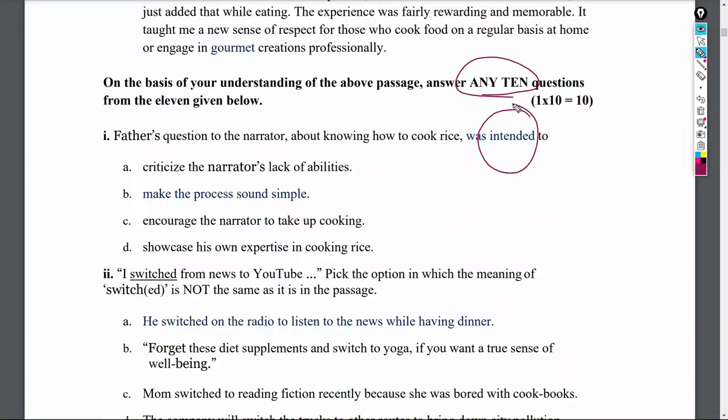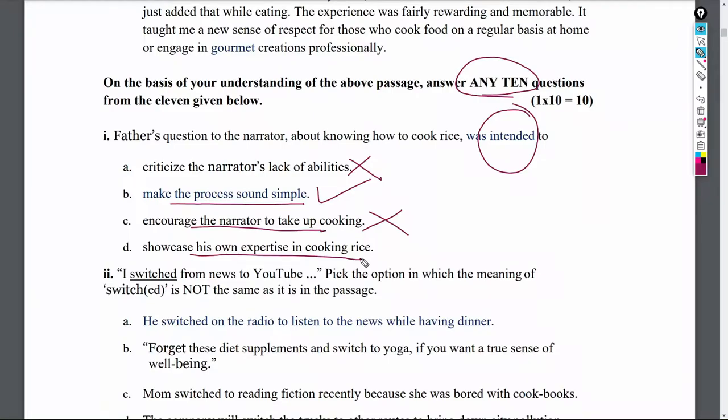Criticize the narrator's lack of ability? No, not at all. Make the process sound simple? Yes, this one is the answer, because his purpose was positive, he told that yes, everybody knows this is a very simple matter. Encourage the narrator to take up cooking? No, he did not have the intention to teach the child to take up this particular profession. Showcase his own expertise in cooking? No, the father also did not have any motive of showcasing his own expertise in cooking rice. Therefore, option number B is correct.